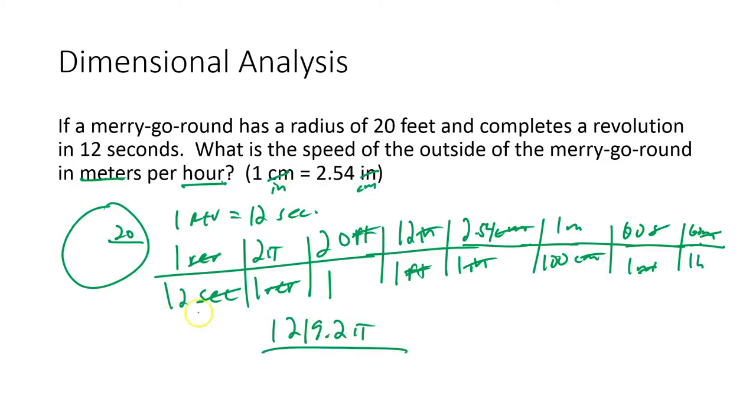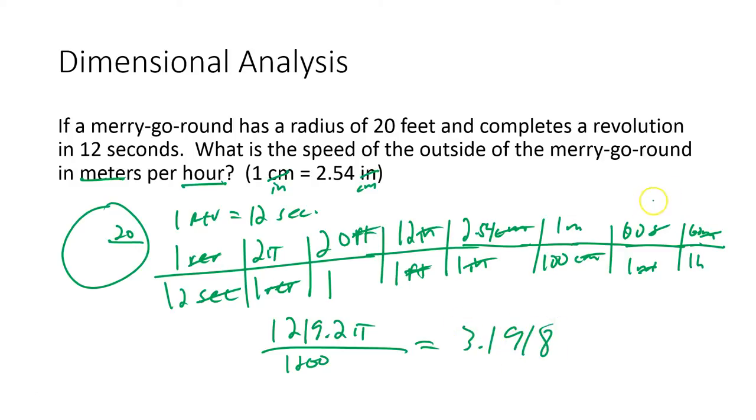And on the bottom, 12 times 100, that's 1200. So it looks like if we do, we got the pi. I was going to say this is pretty slow. One revolution every 12 seconds? I don't know. Let's see. So we got 1219 pi divided by 1200. 1219.2, excuse me. Gives me 3.1918. That seems very slow.